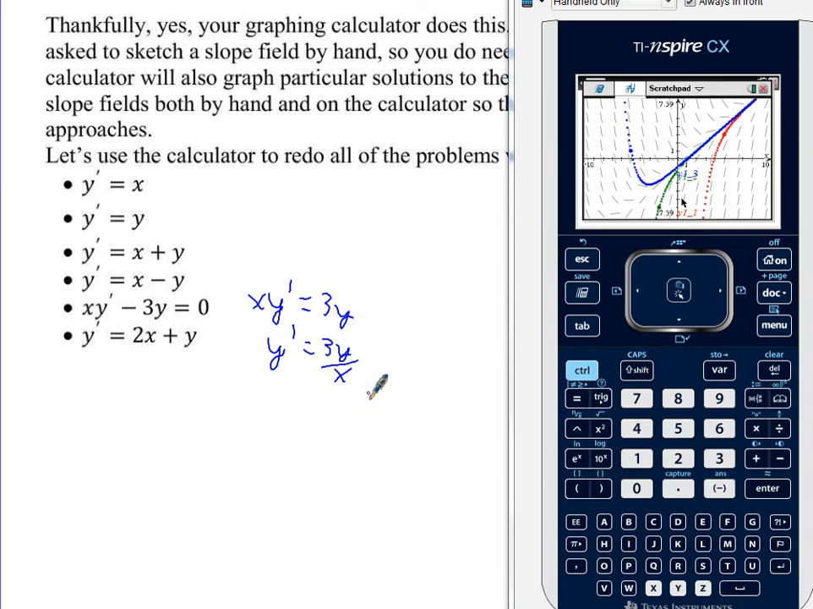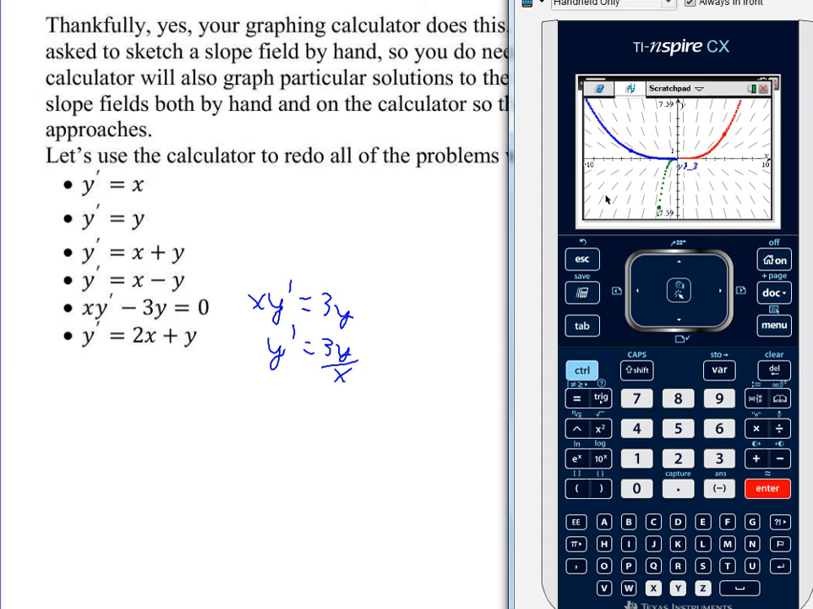So now I can enter that one in, and I'm just going to reuse the same graph like I did before. So I'll delete all those, and I'll just type in 3, and it has to be y1, remember, divided by x. Hit enter, and it gives me that graph.